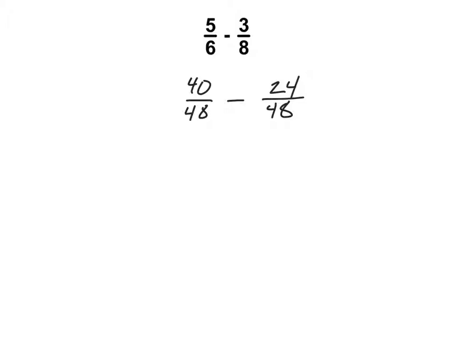Now I'm guessing that most of you have work that looks like this. You went ahead and multiplied the 6 and 8 to get 48, to know that's our common denominator, okay? And then that means I'm multiplying the top and bottom of my first fraction by 8, and I'm multiplying both of those by 6. And then I could go ahead and do the subtraction. I do 40 minus 24, which is 16, and then that's all over 48.